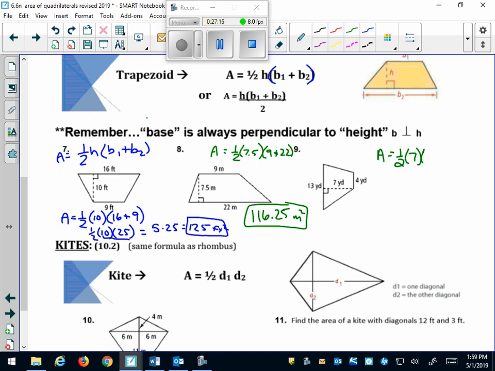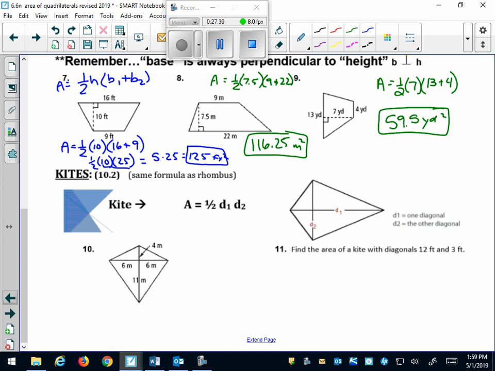7. And the two bases are 13 and 4. So this one turned out to be 59.5 square yards. Any questions on that? Okay, so what about kites?